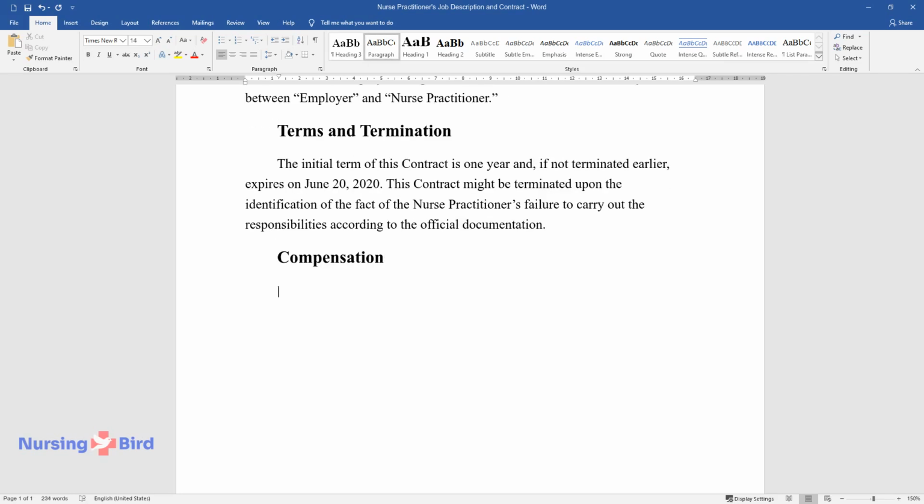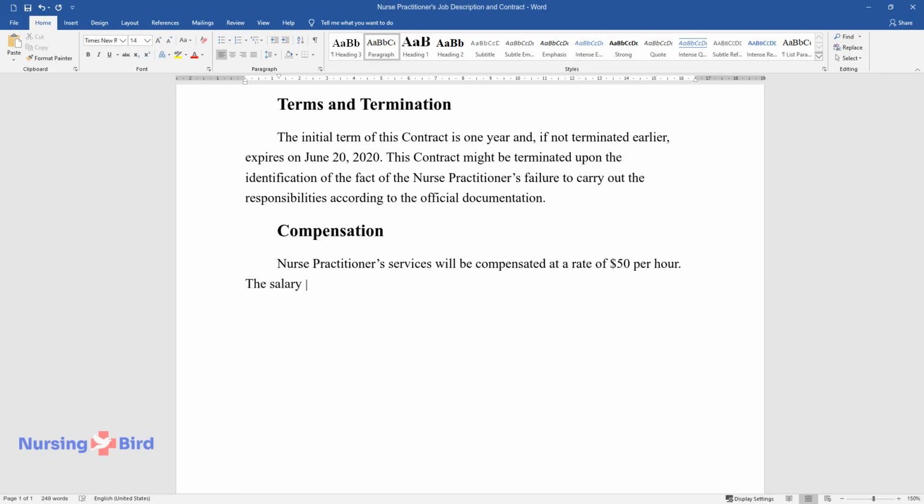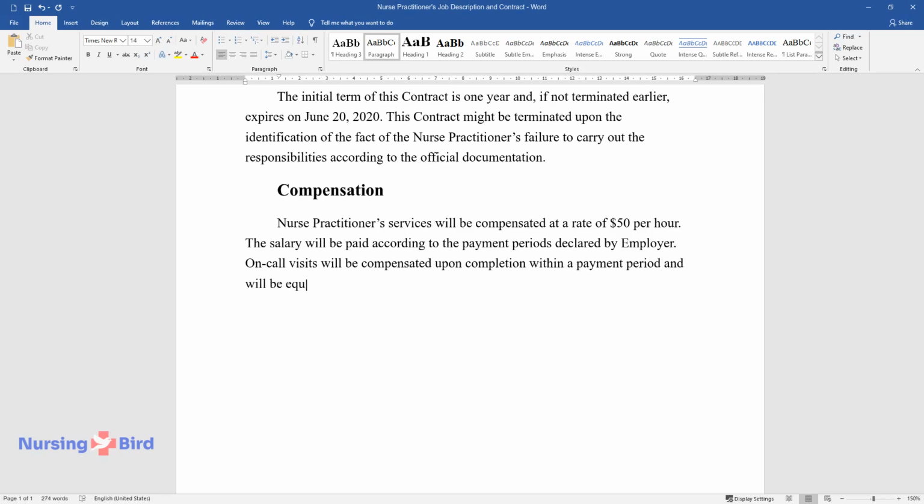Compensation. Nurse practitioner's services will be compensated at a rate of $50 per hour. The salary will be paid according to the payment periods declared by employer. On-call visits will be compensated upon completion within a payment period and will be equal to $70 per visit.